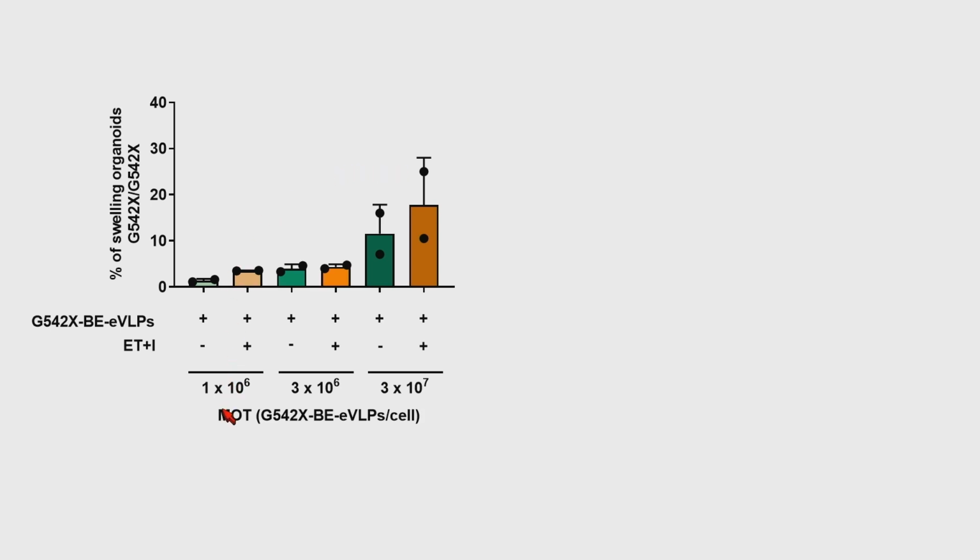And so we call this multiplicity of transduction rather than MOI for infection, because ultimately these are not infectious particles. And we tested, say here in green, increasing doses of EVLPs, and we looked for the number of organoids that were swelling. So we see an increase in the percentage of swelling organoids with increasing doses of EVLPs. And we also tested a combination of ETI in addition to the EVLPs, and we did not see any significant difference at any of the doses tested at the concentration that we used in this study.